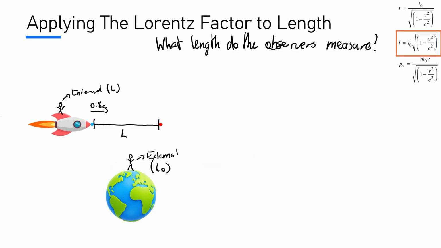So let's have a go at applying the Lorentz factor to length. The key question that I want to ask here is, what length do the observers actually measure? We know that they both measure the velocity of the rocket to be 0.8 c, which is 2.4 times 10 to the 8 meters per second. We know that the external observer measures a dilated time of 1.5 seconds, and the internal observer measures the proper time to be 0.9 seconds. From here, we can just use our speed equals distance over time formula to be able to calculate what their measured lengths would be.